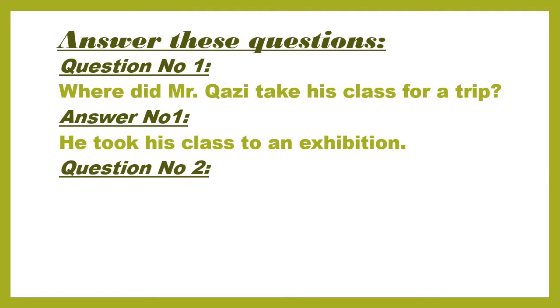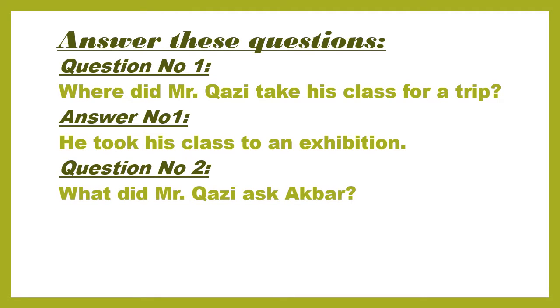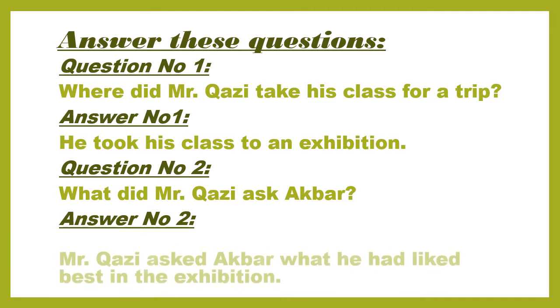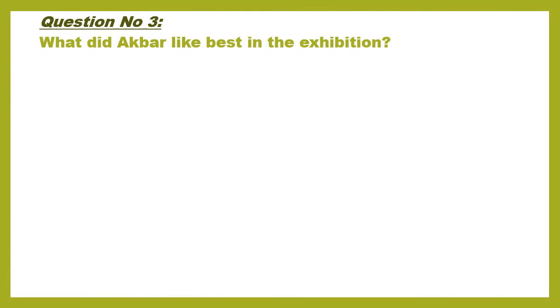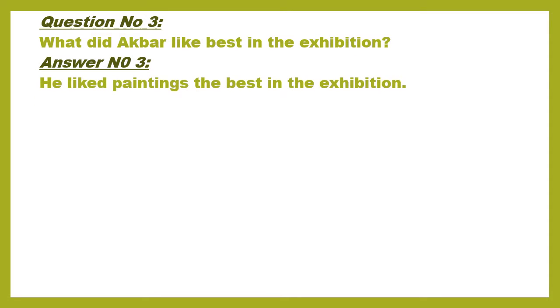Now question number 2. What did Mr. Kazi ask Akbar? This question is also in past form. So we have to write answer also in past form, and answer will be Mr. Kazi asked Akbar what he had liked best in the exhibition. Question number 3. What did Akbar like best in the exhibition? And the answer will be he liked paintings the best in the exhibition.